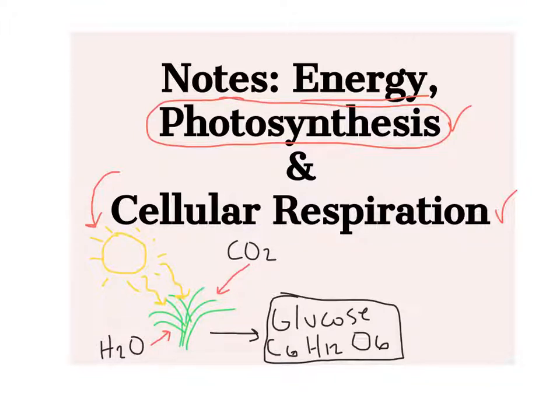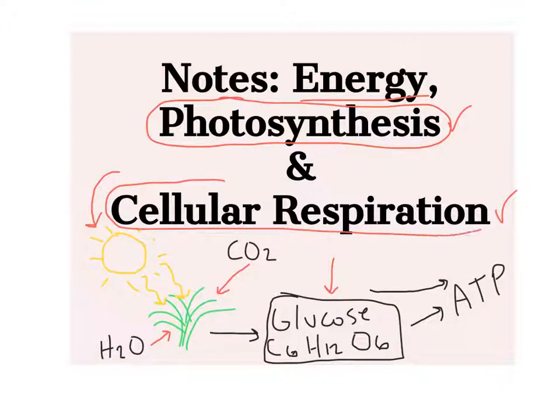Now, we got our glucose, but even though we can eat this and eventually it can be used as energy, first it needs to be converted into a molecule that can be used as an immediate source of energy. And that molecule is called ATP, or adenosine triphosphate. And the process of converting glucose into useful ATP molecules, well, that's cellular respiration. So in photosynthesis, plants make glucose, and in respiration, you convert glucose into ATP, molecules that can be used immediately for energy.